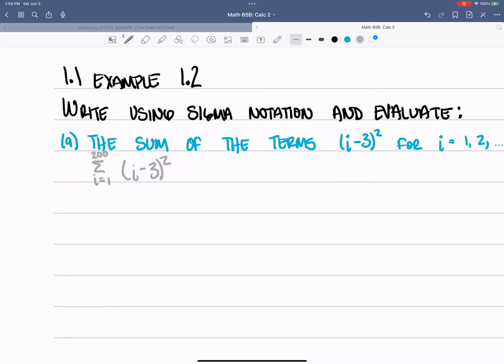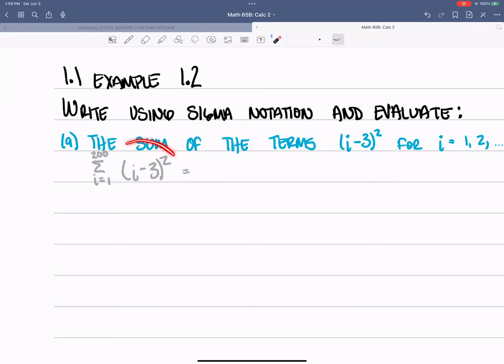And if you really wanted to look at that, we could think of this as (1 minus 3) squared plus (2 minus 3) squared plus (3 minus 3) squared. So we could think of that all the way up to 200 minus 3 squared. So that would be really nice to do, but what we could actually do is break this up. If you look in the book, like a couple of parts before this problem, they had a couple of shortcuts. Well, not shortcuts, but like formulas.